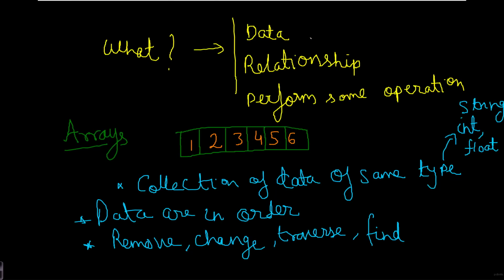And if you break this term data structure down further, you will see that a data structure is nothing but a way to store data such that it has some relationships and we can perform some operations on it. So this is what a data structure basically means.